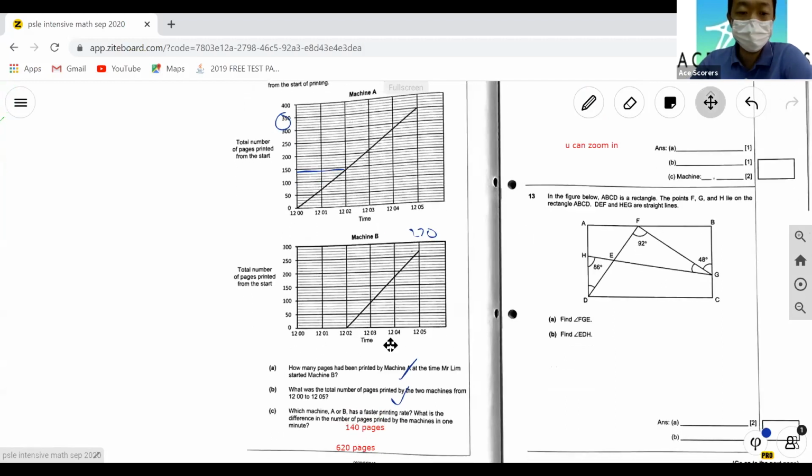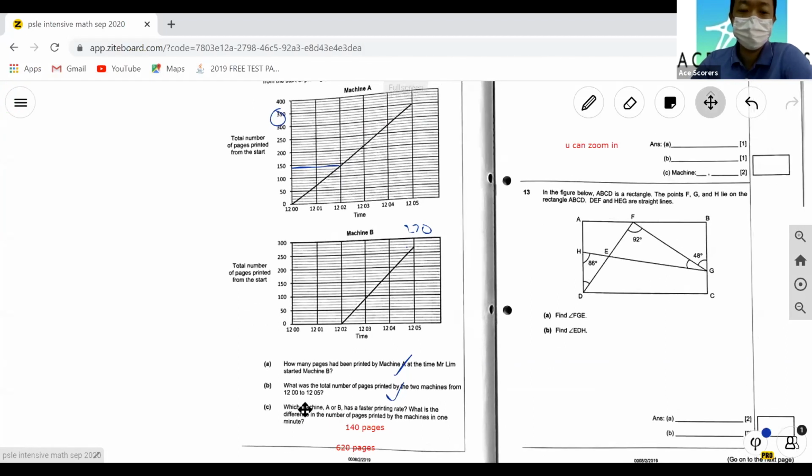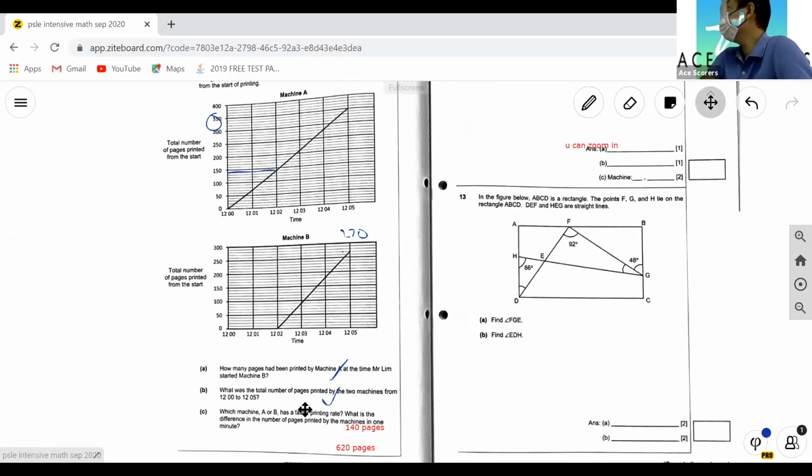Next one. So which machine has a faster printing rate? So this is better. Okay, this is what I call the P5 rate. Now to find the rate, you must find how many pages per minute or how many pages per 5 minutes. No, you got to find how many pages per minute.